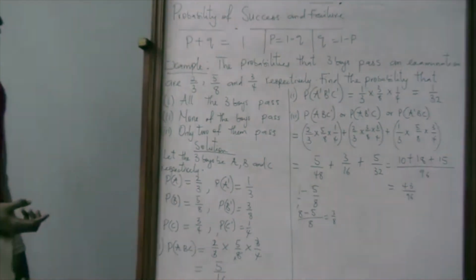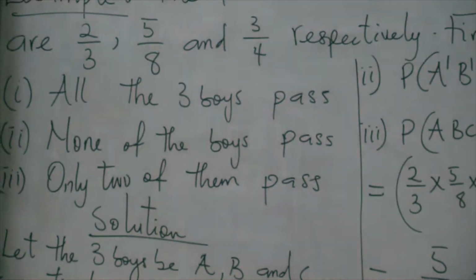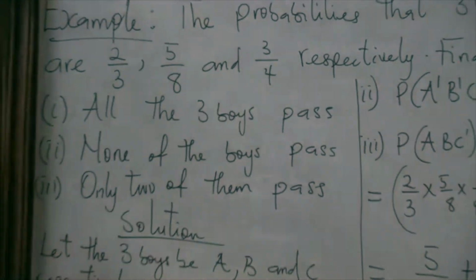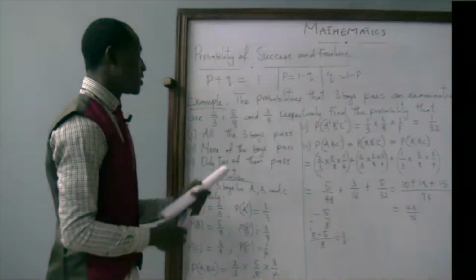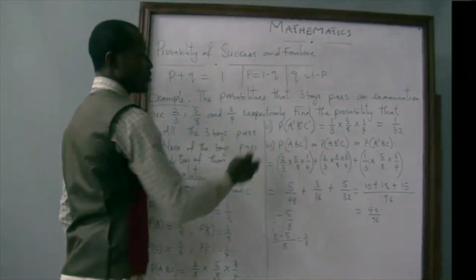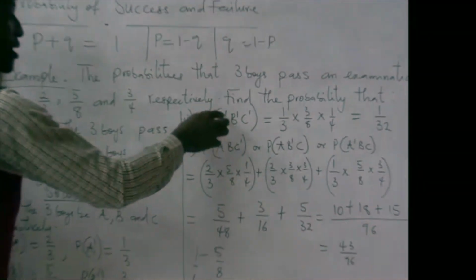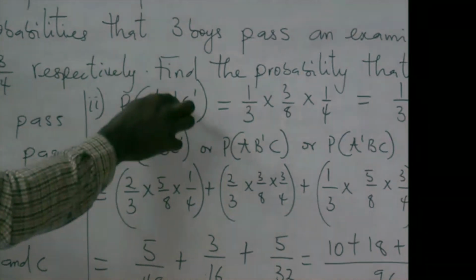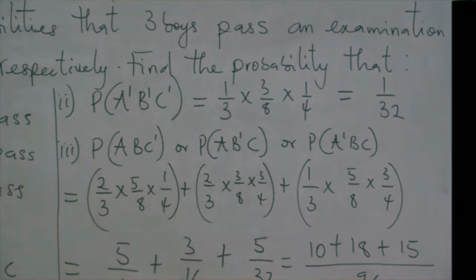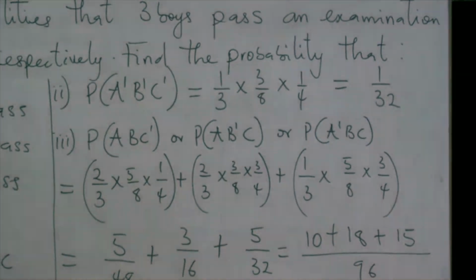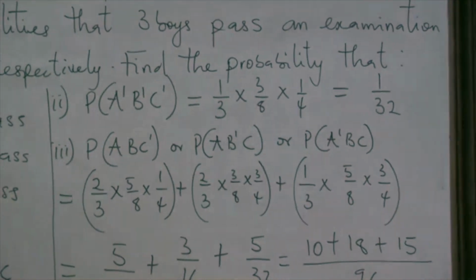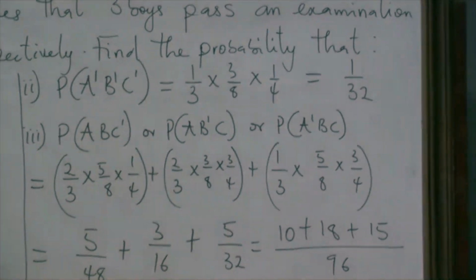If none of the boys passed, it means A failed, B failed, and C also failed. That is what I'm now using this complement for. That is, the probability that A fails, that is A did not pass, B did not pass, C did not pass. That would be the opposite of A pass, B pass, and C pass. So what do we do in this case?